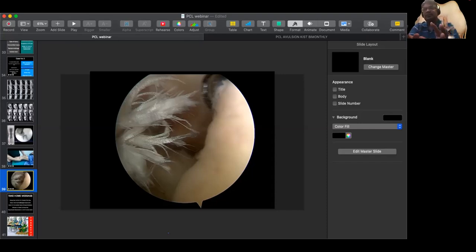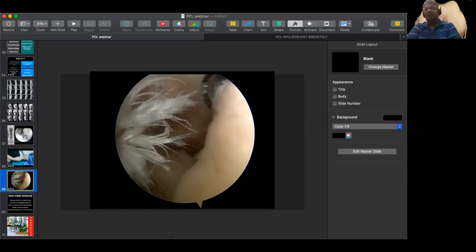Yeah. So probably it makes sense to make a single tunnel into the tibia and two tunnels into the femur, so that you make it more anatomical. Yes. This will look anatomical, and that is what I practiced when I started doing my PCL reconstruction. But the question is, does an anatomical-looking PCL function better than the single bundle PCL?